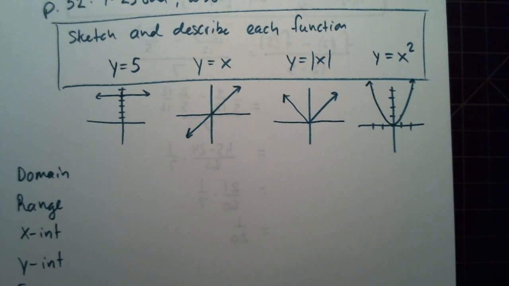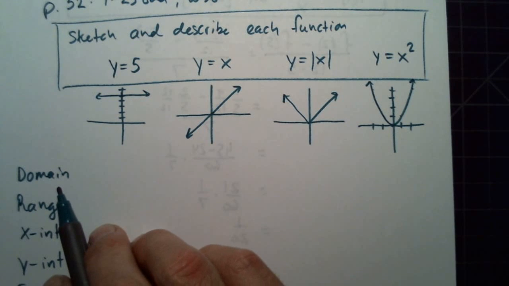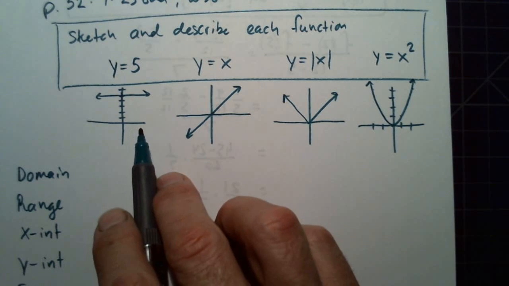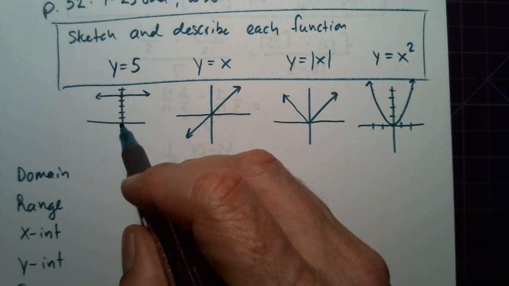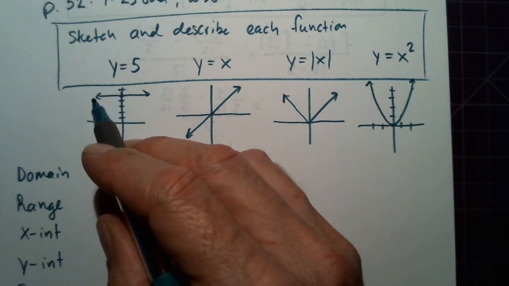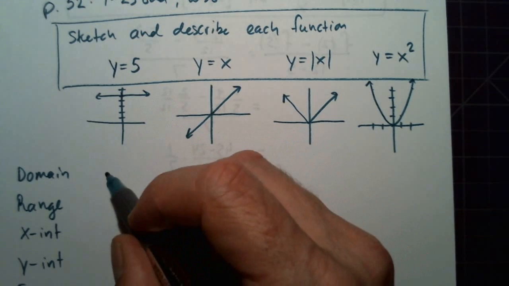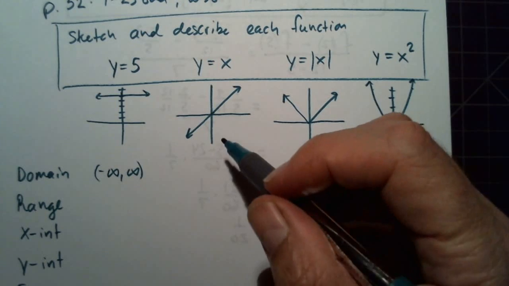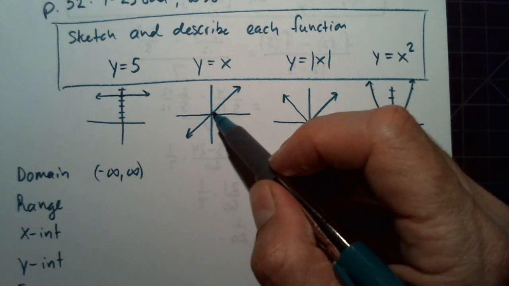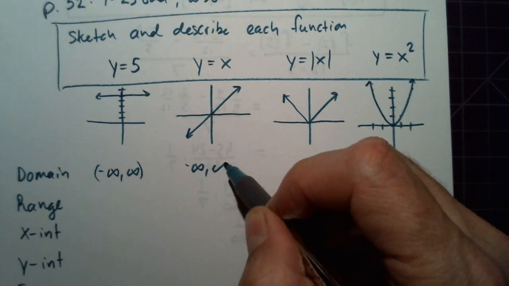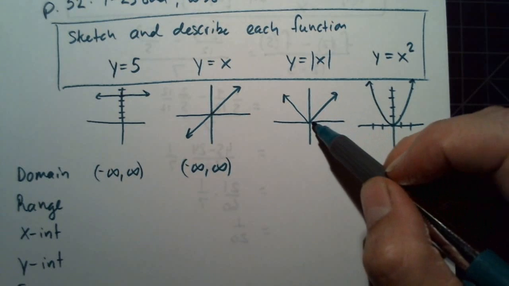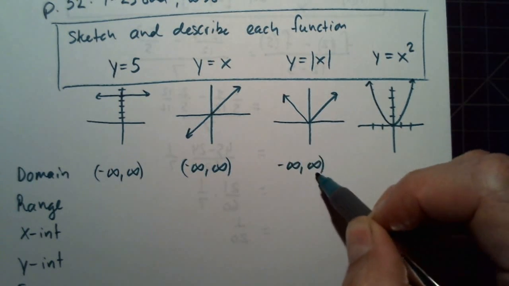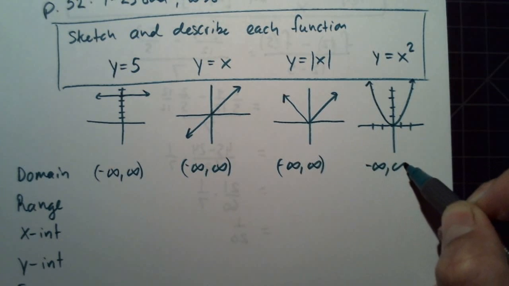Alright, so why don't we do the domain of all of these. The domain is all the x values that have a point on the graph. So we can go all the way to the left, and that line will go all the way to the left. It'll go all the way to the right. So the domain is all real numbers. This goes all the way to the left, all the way to the right. Same thing. We can go all the right, left, all real numbers. And the same for that one.